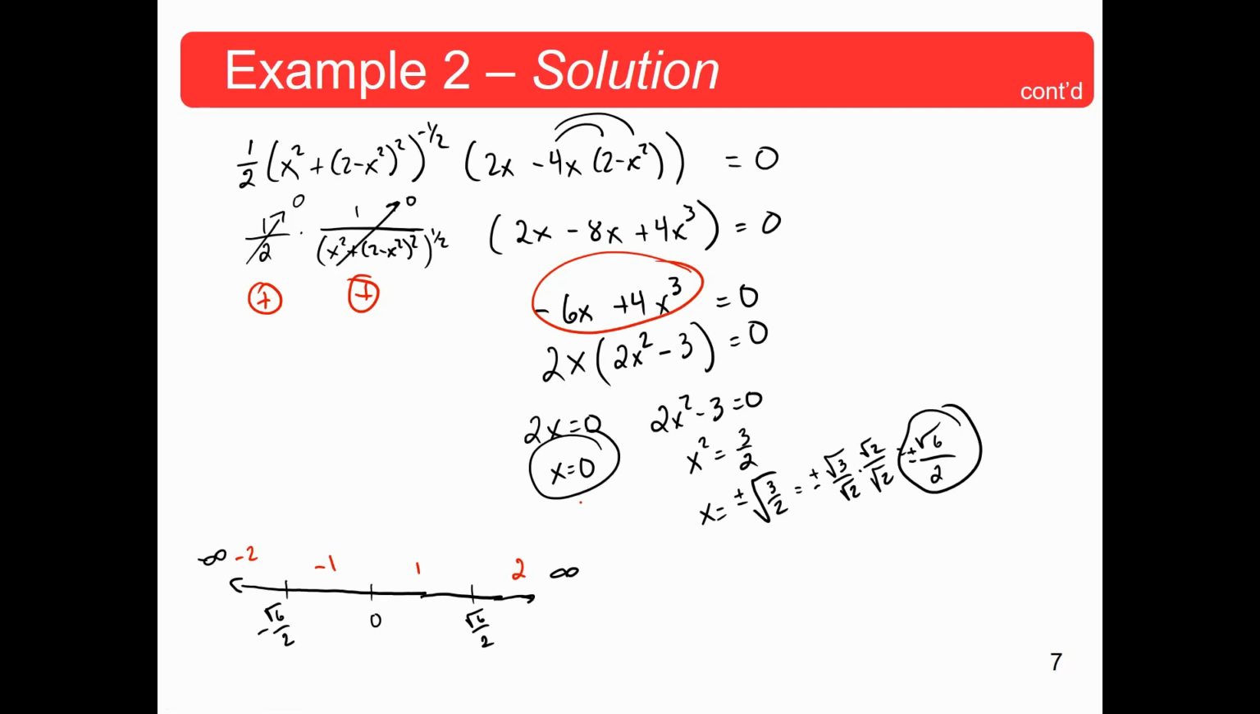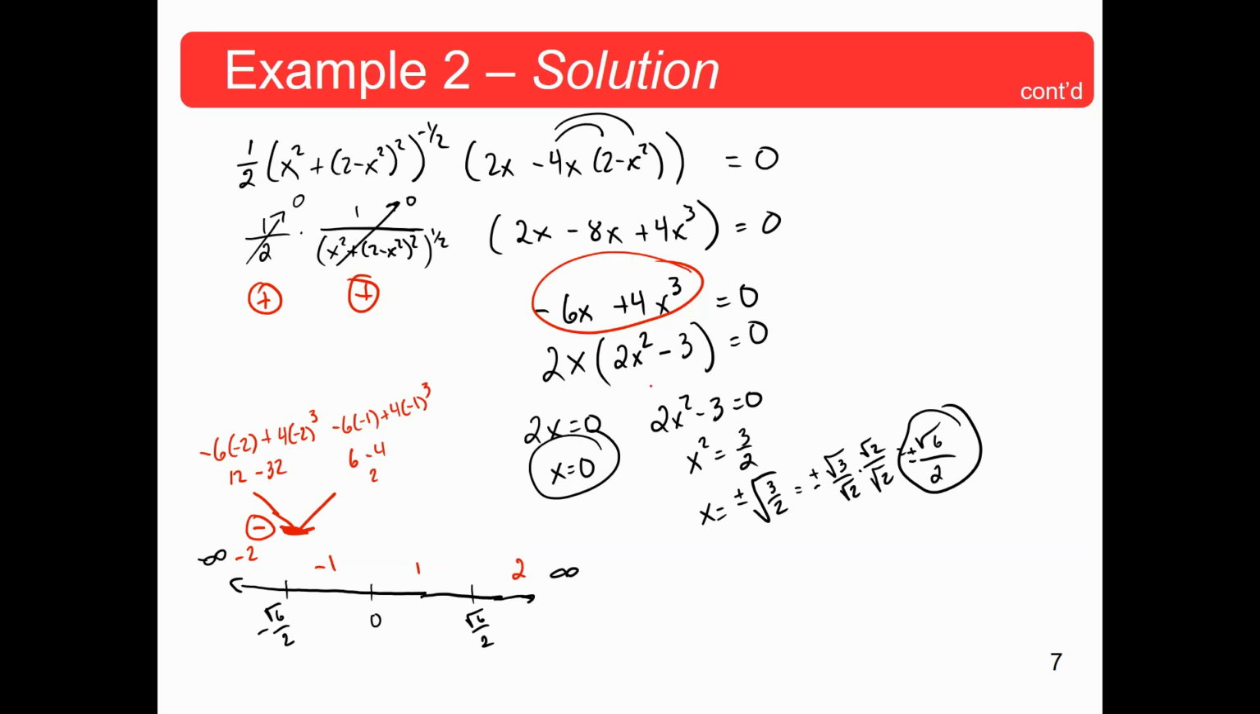So if I plug in negative 2, I've got negative 6 times negative 2 plus 4 times negative 2 cubed. So that's positive 12. This is going to be minus 2 times 2 is 4 times 2 is 8. Negative 8 times 4 is negative 32. That's a negative value. That means we are decreasing, right? If I plug in negative 1, negative 6 times negative 1 plus 4 times negative 1 cubed. So that's 6 minus 4 is 2, which means we are increasing here, which sure enough gives us a minimum value for negative root 6 over 2.